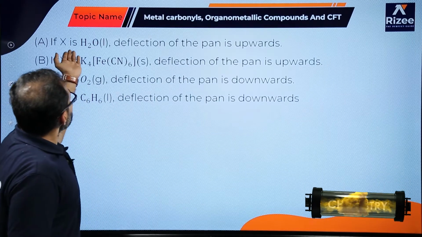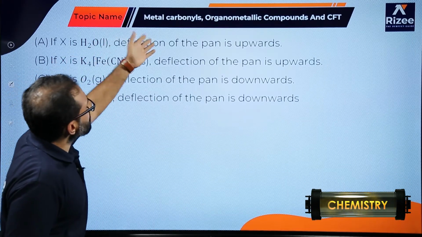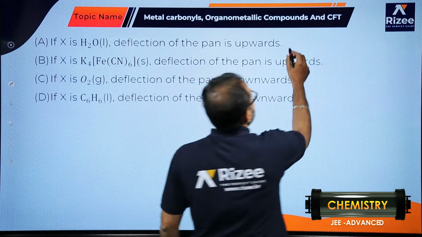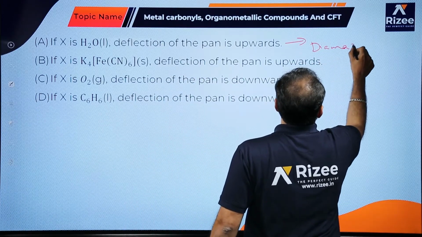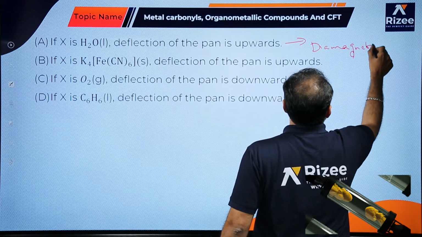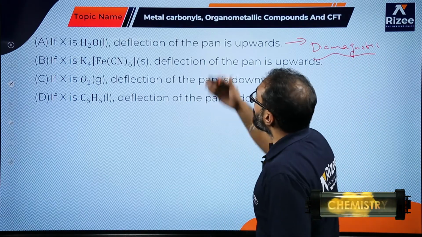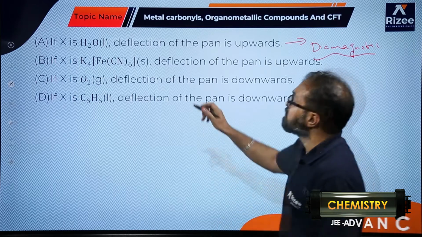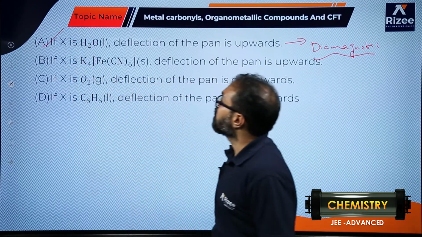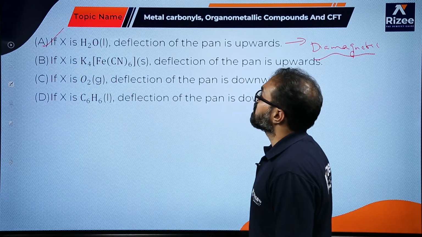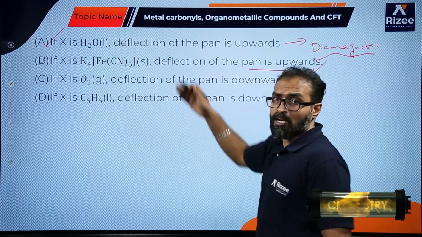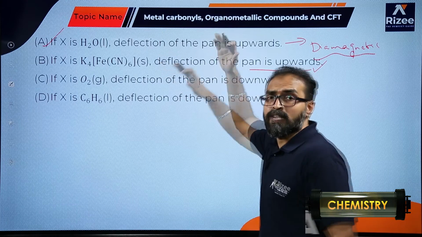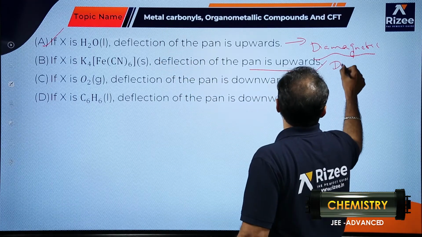See the options. X is H2O liquid, deflection of the pan is upwards. Yes, it is correct. It is a diamagnetic substance. When it is a diamagnetic substance, definitely deflection will take place opposite to the direction of the magnetic field. It is a correct option. Then what about B? If X is K4[Fe(CN)6] solid, deflection of the pan is upwards. Yes, it is true. There are no unpaired electrons. It is a diamagnetic substance. It is also correct.